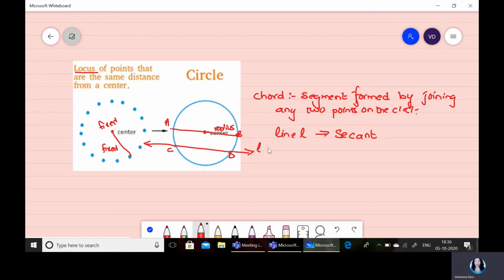How will you define a secant? Chord is a segment, whereas a secant is a line. A secant is a line which intersects the circle at two points. If it intersects at two points, then we say it is a secant. Now the secant is defined. So here we can say this is a secant, this is a chord.